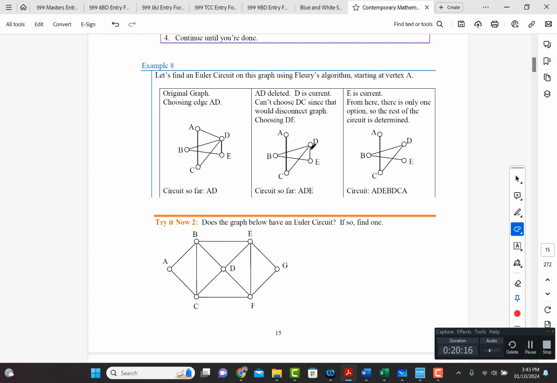Well, if we delete DC, then we don't have a connected graph anymore. Okay? So we leave that one alone. But what if we delete DE? Okay? So this one we can't delete because then we'll have a disconnected graph. But if we delete this one, we'll still be good because now we end up with this.